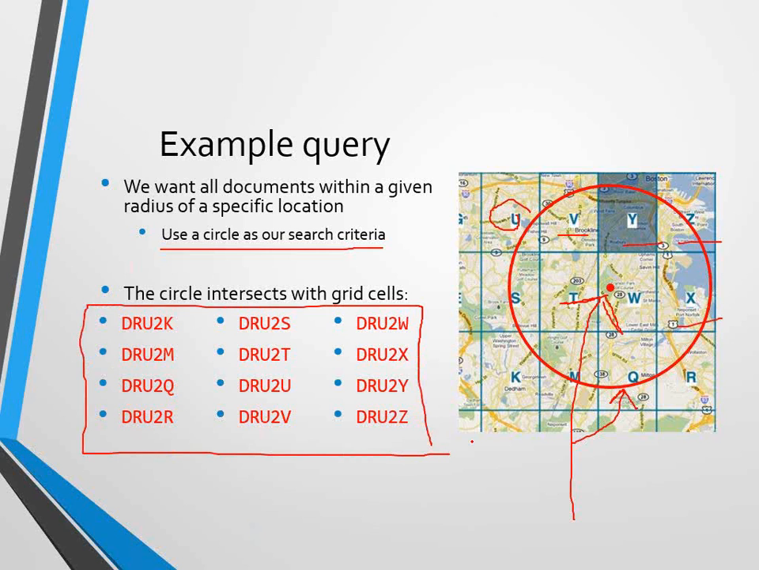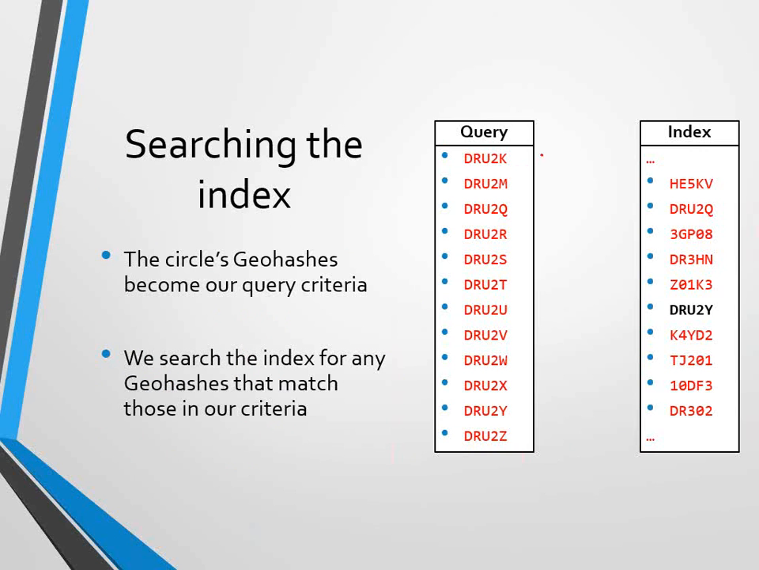When we go to run our query, what we're actually doing is we're taking the grid references that are contained within the circle, and we go to the index and look for any points that match. And you can see that we've matched Fenway Gardens.